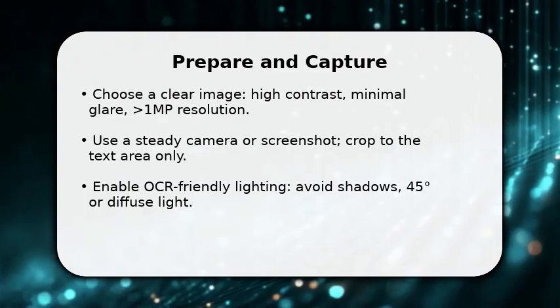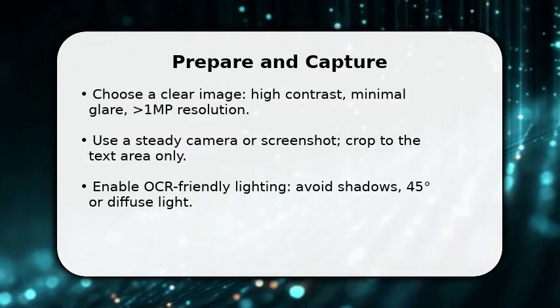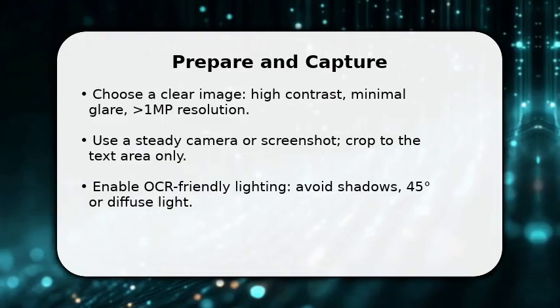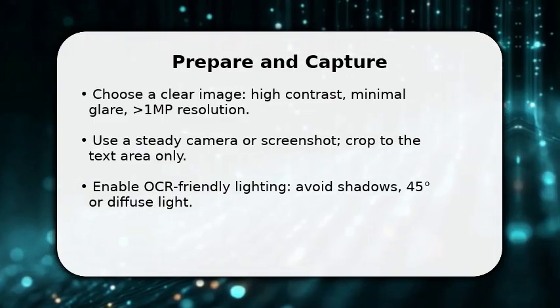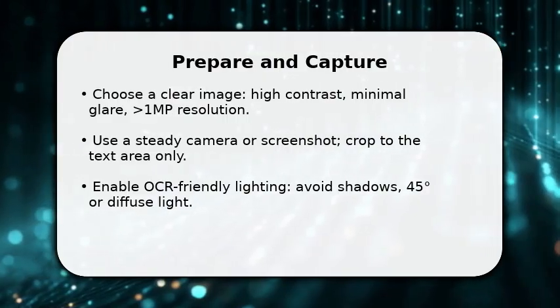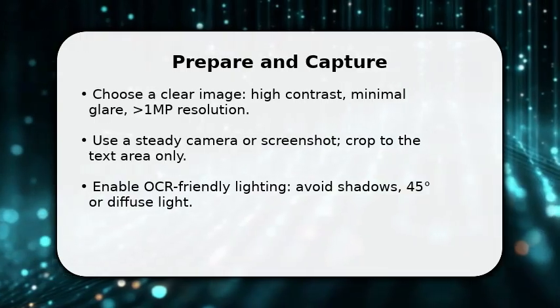You start by capturing a clean source. Hold the camera steady and frame only the text you need. This reduces noise and speeds processing. Once done, crop tightly and adjust brightness so letters are distinct from the background. Make sure the image is at least 1 megapixel and has minimal glare. Software performs much better with clear contrast.